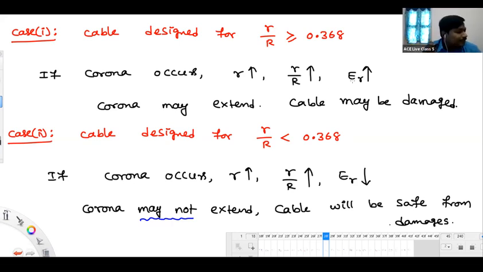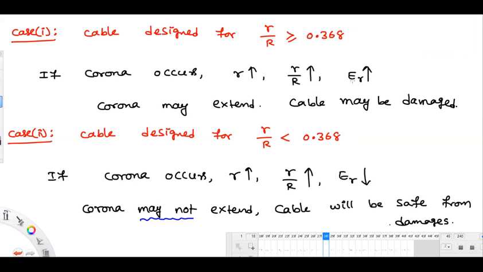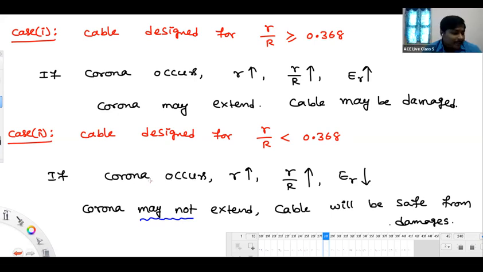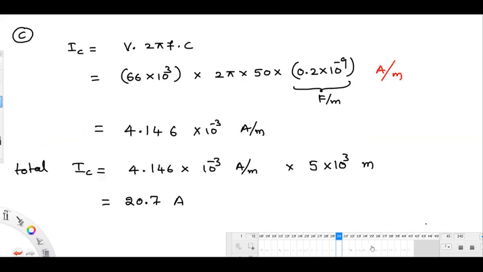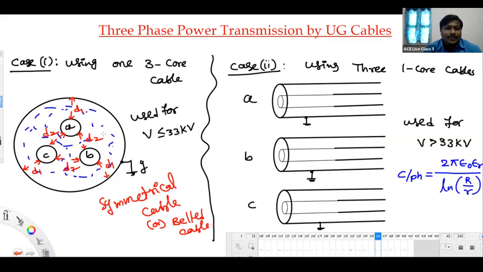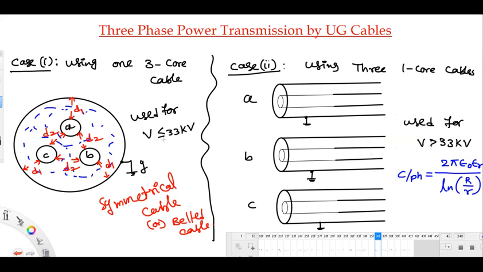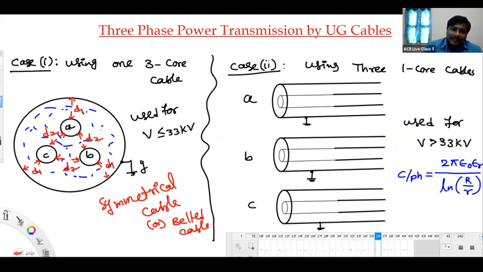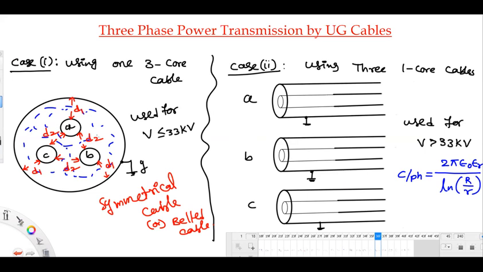Shraddha, tell me. Sir, why is the heat produced more for a 3-core cable? Area. How much area are you providing for dissipation? Very small area, right? Yes, sir. You are providing a small area for heat dissipation. But here each cable has its own separate area. Yes, sir. Then dissipation will be proper in single core cables as compared to one 3-core cable.